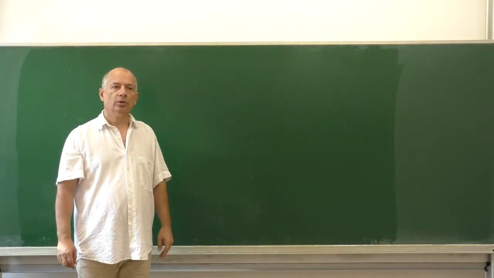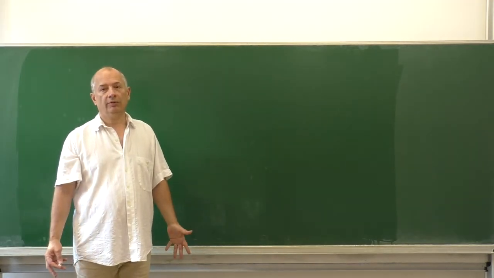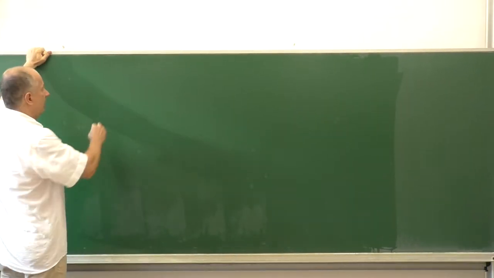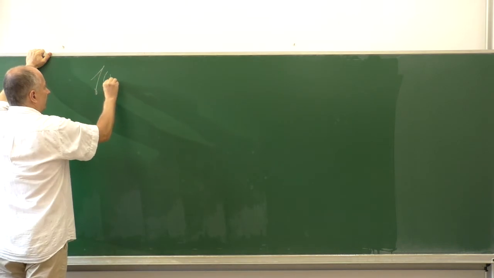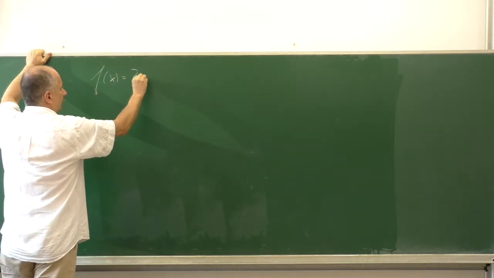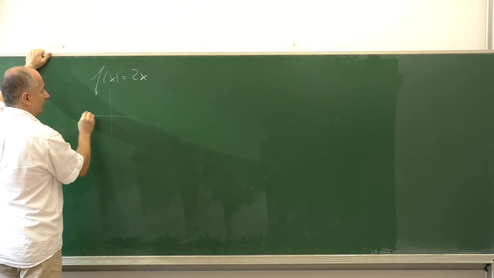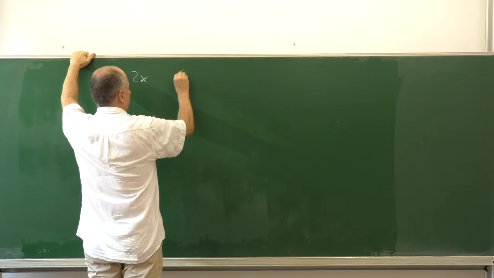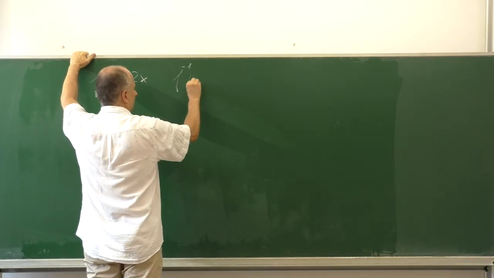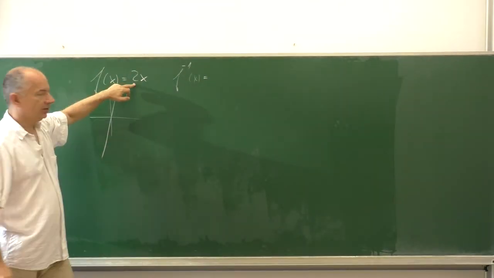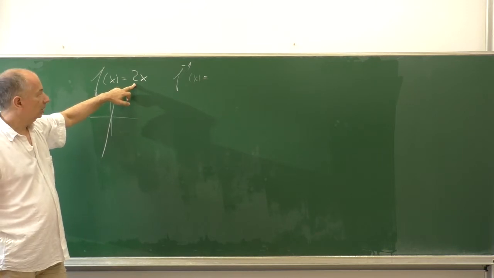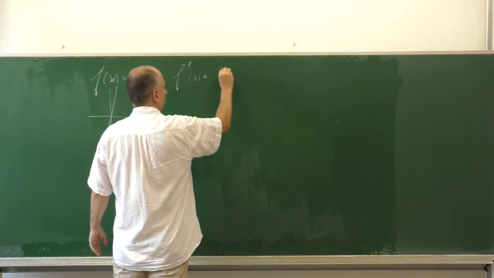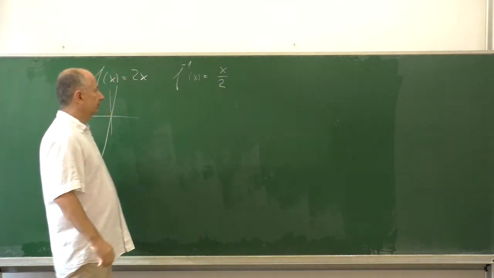Now we want to show how is the derivative of the inverse function. Let me start with a simple example. Consider a function f of x is 2x. Here is the graph of this function. And the corresponding inverse. If the function is multiplication by 2, then the inverse is division by 2, or multiplication by half.